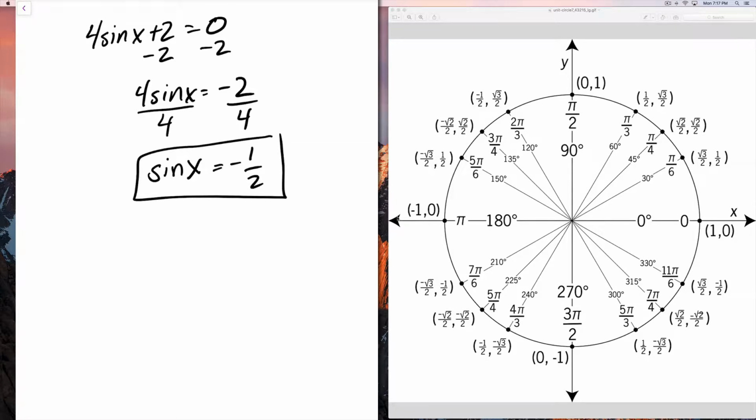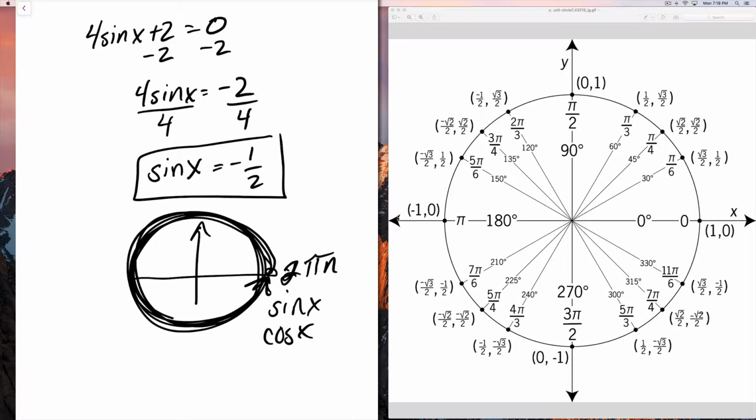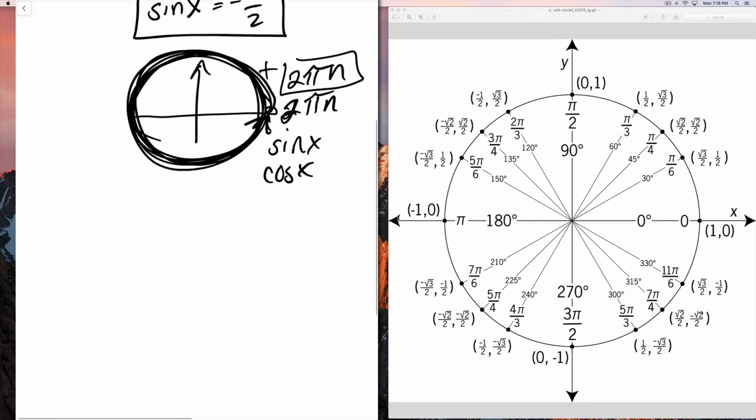So now the next thing I want to do is find the exact location where sine x is negative 1 half. And you have to consider the fact that an entire period of sine x is 2 pi. It's always going to be 2 pi, and that's the same with cosine x. So my interval will always be 2 pi n, however many times I want to go around. I can go around a billion times, 3 times, 4 times, whatever the case may be, but it's always going to be on the interval of 2 pi n. So whatever my radian answer is, I'm going to have to add 2 pi n.